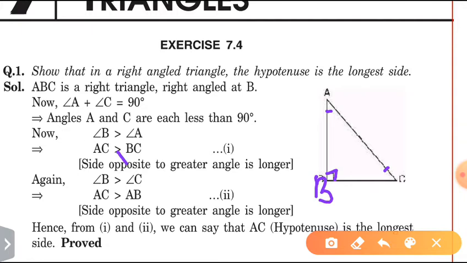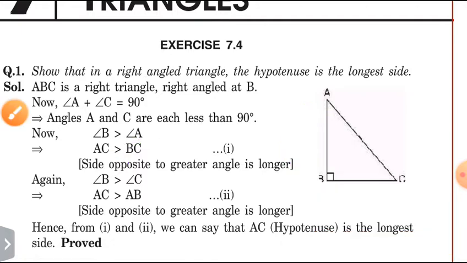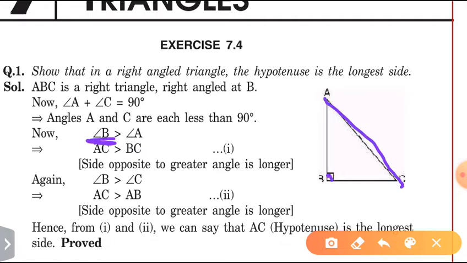So you can say that angle B is greater than angle A, obviously. In front of angle B, which side lies? It's the AC side, so we have written AC. Similarly, in front of angle A, you can see that side BC lies, so you can write BC. So we have assumed this as equation number 1.